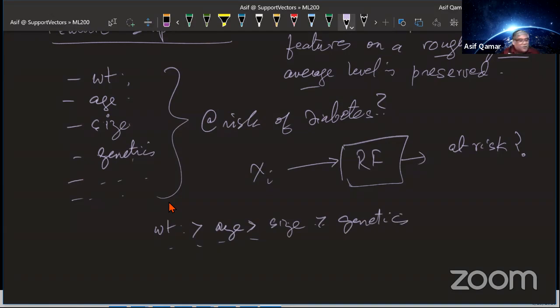But there is a problem with this. Random forest gives you that. The trouble with this is that it gives you sort of an averaged out feature importance. That on the whole, this is what it is. It doesn't capture the nuances of prediction.